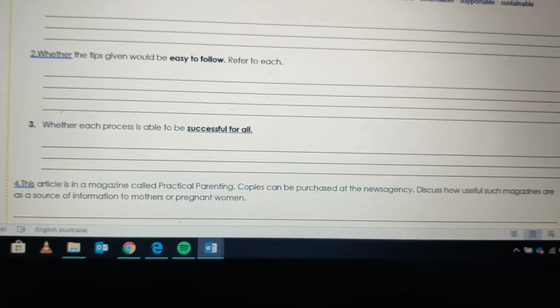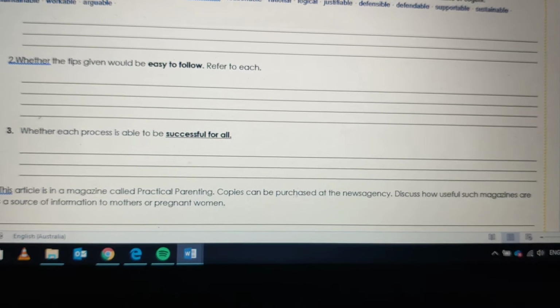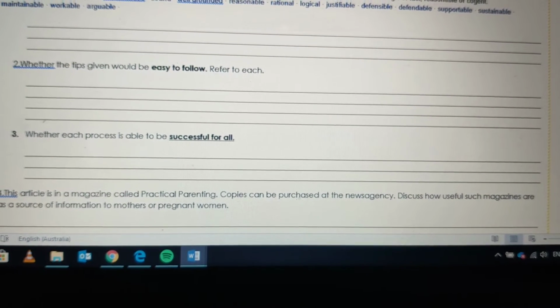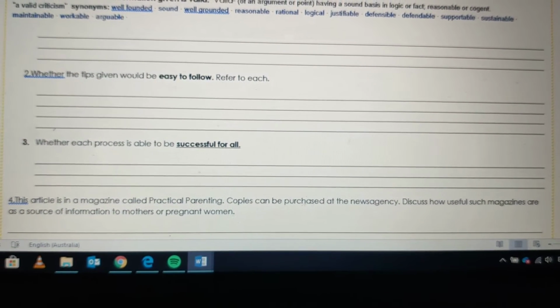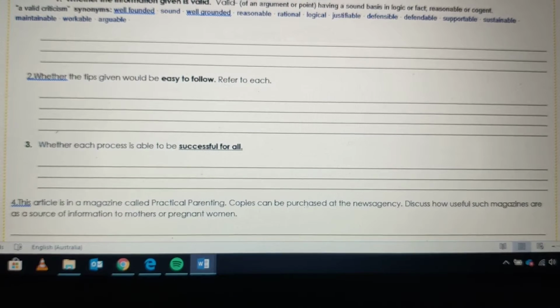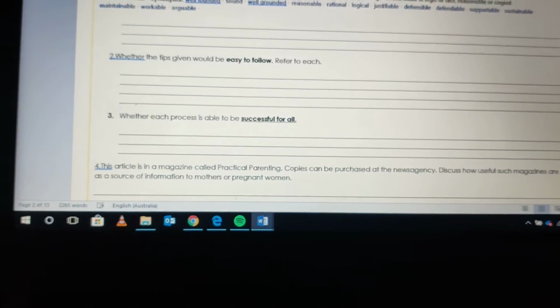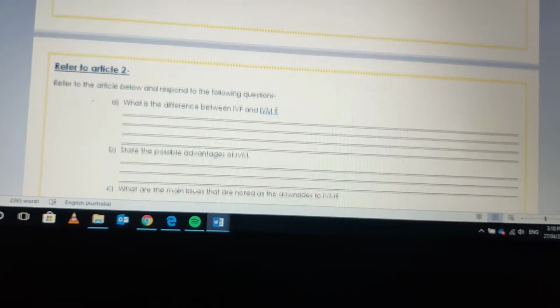And then looking at the particular article, it came out of a practical parenting magazine. You can get it from most news agencies and discuss how successful these sort of magazines are and what information they provide and whether they're useful or not to people who buy them and read them. So there's your article. You just need to read through that.